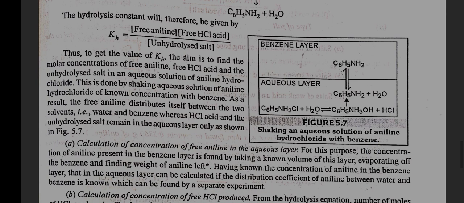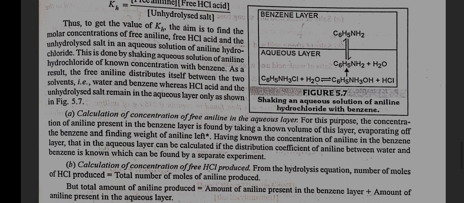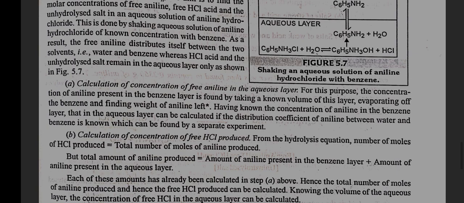Thus, to get the value of Kh, the aim is to find the molar concentration of free aniline, free HCl acid and the unhydrolyzed salt in an aqueous solution of aniline hydrochloride. This is done by shaking aqueous solution of aniline hydrochloride of known concentration with benzene. As a result, the free aniline distributes itself between the two solvents, that is water and benzene, whereas HCl acid and the unhydrolyzed salt remain in the aqueous layer only, as shown in figure 5.7.